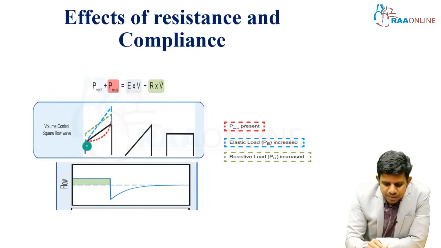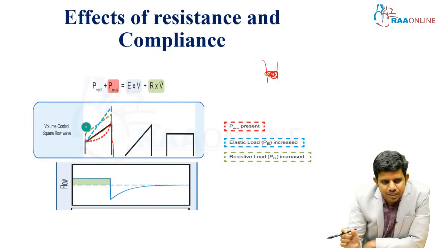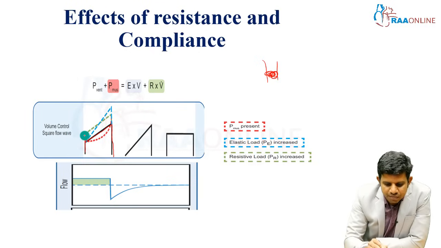Okay, this patient is normal. This is the patient's normal pressure-time scalar. In this patient, because of thick secretions, the tubing is now narrowed. So what happened? The resistance will increase. So when the flow reaches the maximum, for example 60 liters, the pressure compared to this is increased because the tube is now narrow and the resistance is increased. So for the same flow, the pressure is increased now.